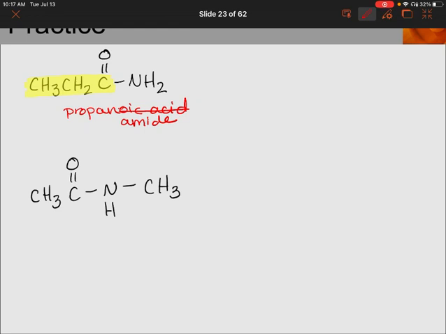Okay, so then let's see, is there anything else attached? Nope. This amide just has 2 hydrogens attached, so we don't have to list anything else. So this is just propanamide. Super easy. Okay, well, maybe not that easy, but you get the idea.